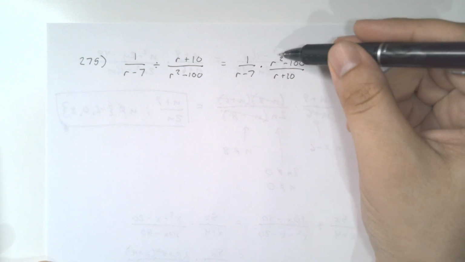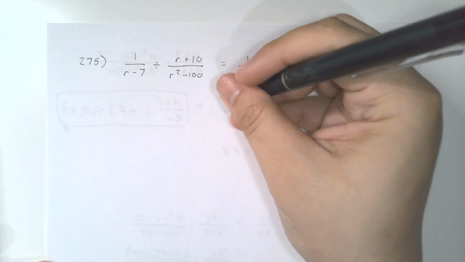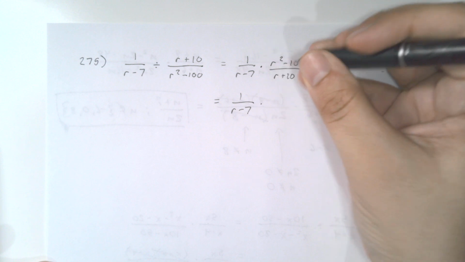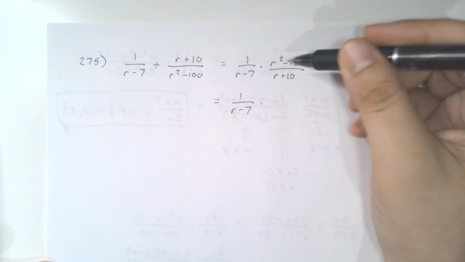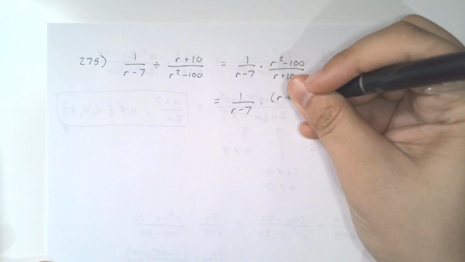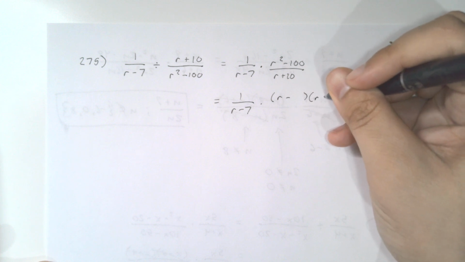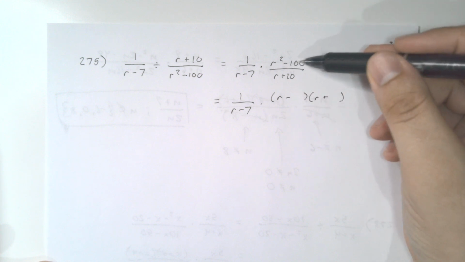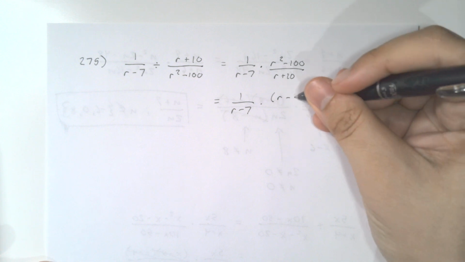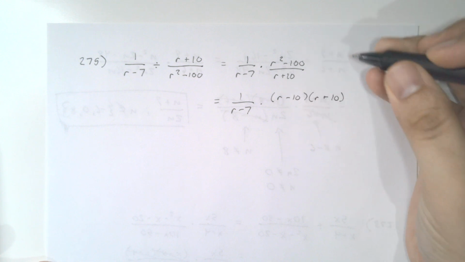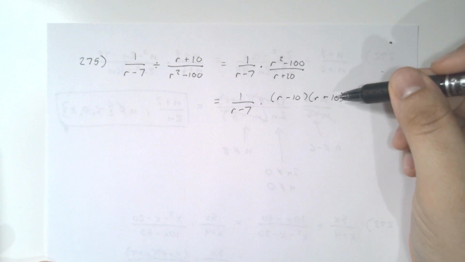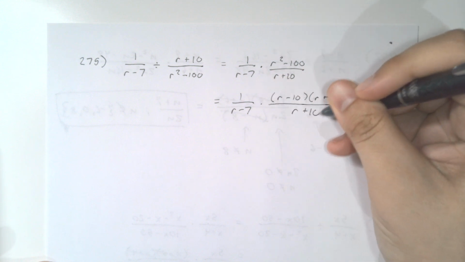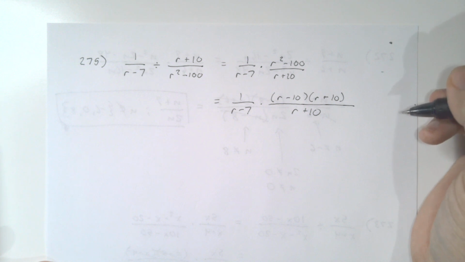Well, using our difference of squares formula, we still have 1 over r minus 7. And we can set this up as r minus a number times r plus a number. And we just want to take the square root of 100. Square root of 100 is 10. So we have r minus 10 times r plus 10. And now this is all over r plus 10.